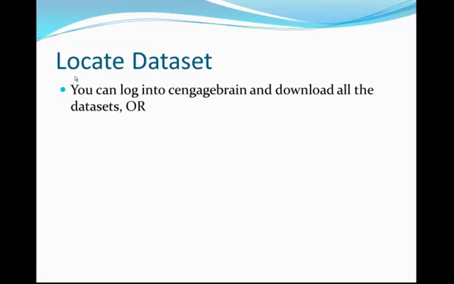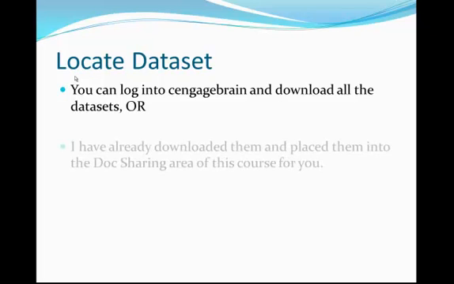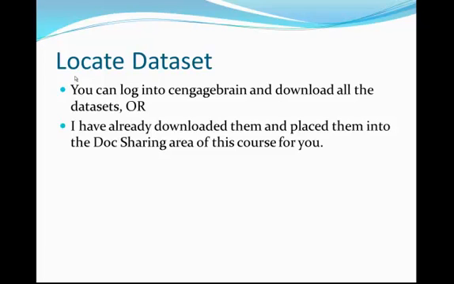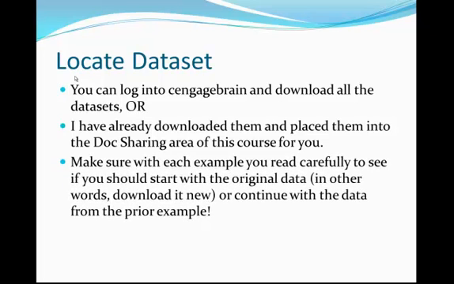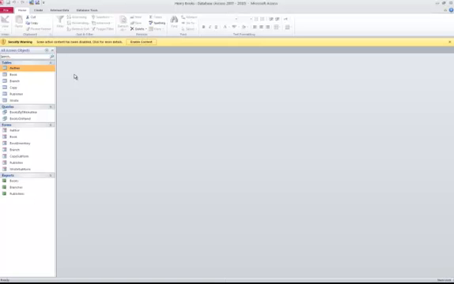In order to do that, you can log into Cengage Brain and download all the data sets from the publisher's website, or I've already downloaded them and placed them into the doc sharing area of this course for you. As you work through the examples in the course, make sure with each example that you carefully read whether you should be starting with the original data set, in other words, download the data set new for that particular exercise, or continue with the data set from the exercise that you just finished previously.